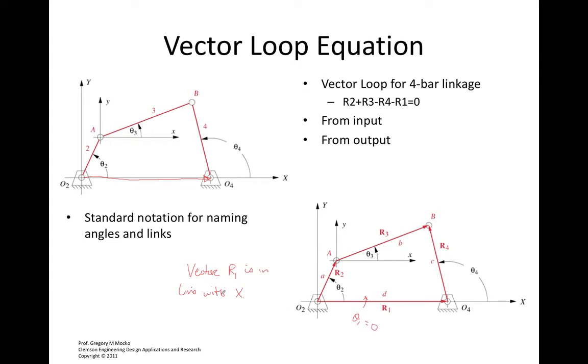This vector loop equation, remember last time in the video I said if we started here at this point and walked around in a circle along these vectors, we would add these vectors up. So the vector loop equation is going to be R2 plus R3 minus R4 minus R1 equals 0. Now these are vectors. Okay? So that's the vector loop equation that we have.